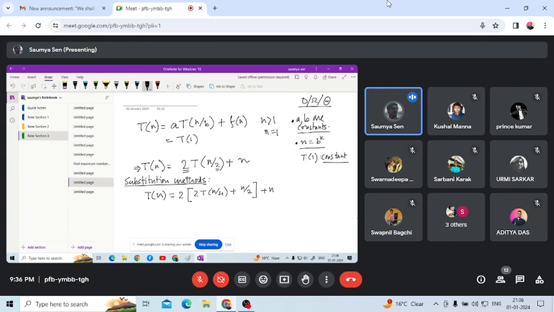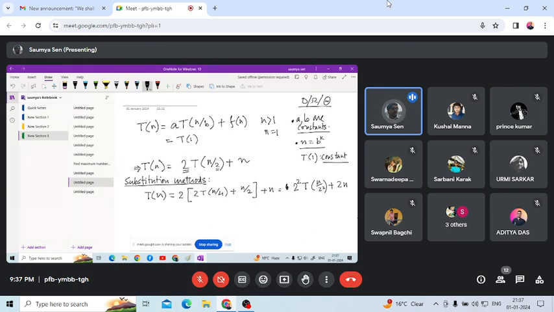So that is equal to 2 square. If you multiply everything, that means 4, that means 2 square into T of n by 2 square plus n plus n, so it is 2n. Did everyone understand? I have just multiplied it: 2 square T of n by 2 square, plus the 2 cancels, n plus n outside, so 2n.